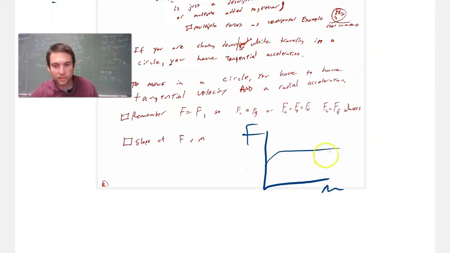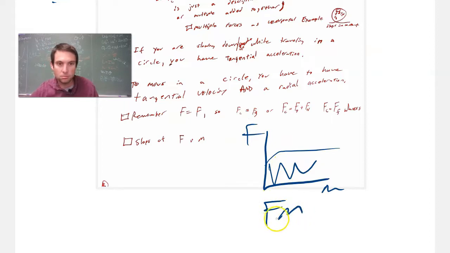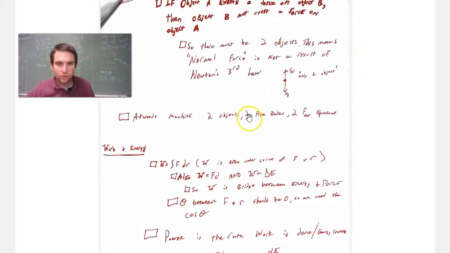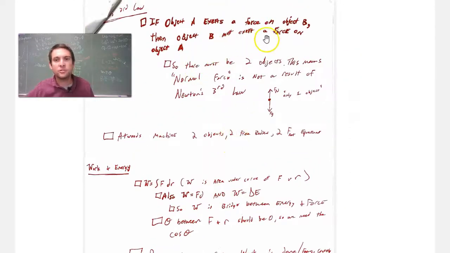That's going to give you acceleration. The area under the curve of a force versus mass graph is nothing. Nothing useful. On to Newton's third law. Newton's third law says if object A exerts a force on object B, then object B must exert a force on object A in equal magnitude and opposite direction.